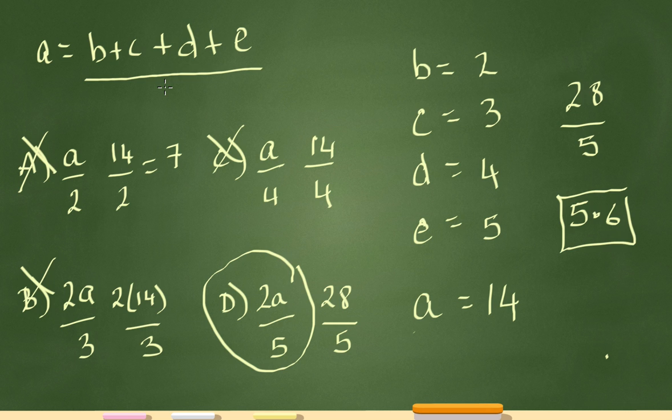So I'm going to give you a little bit of a recap again. The question was saying A equals B plus C plus D plus E. So what I did was I made up a number for B, C, D, and E, and then I got A to be 14, and then I figured out the average of all these numbers, which was 28 divided by 5, came out to 5.6. Then I plugged my A, which was 14, back into all my answer choices, and D gave me 28 divided by 5, which is what I had over here, and for that reason my answer was D.